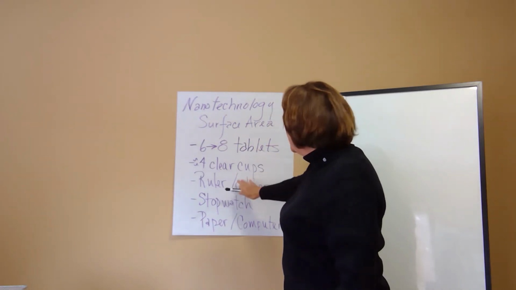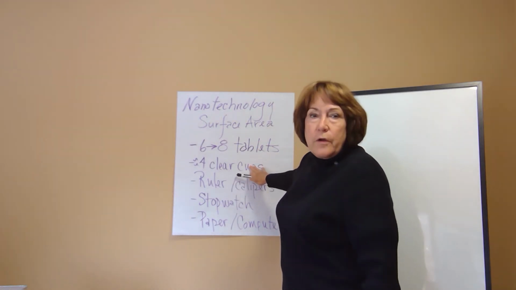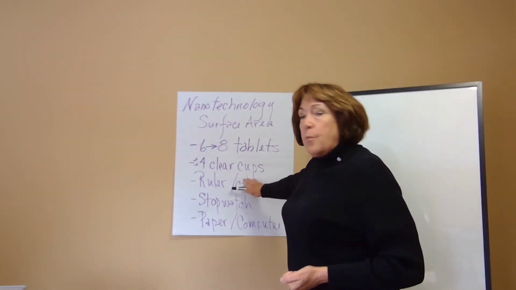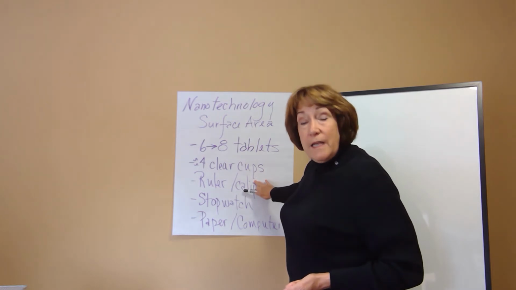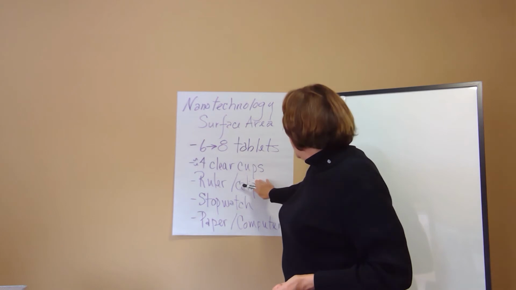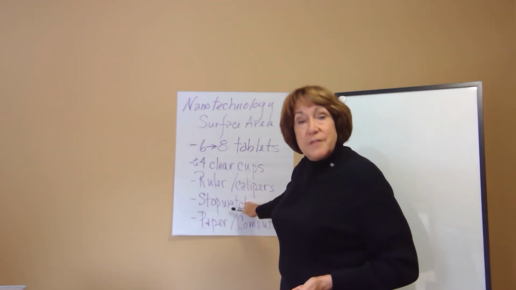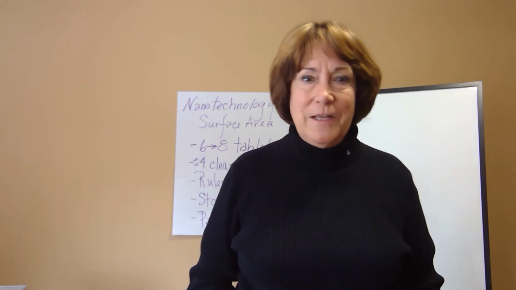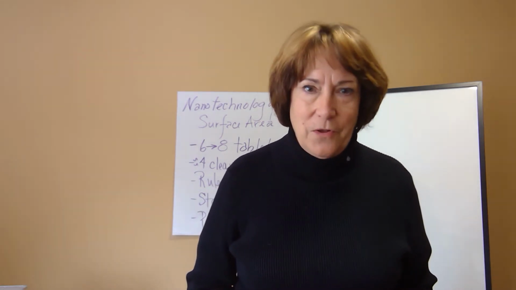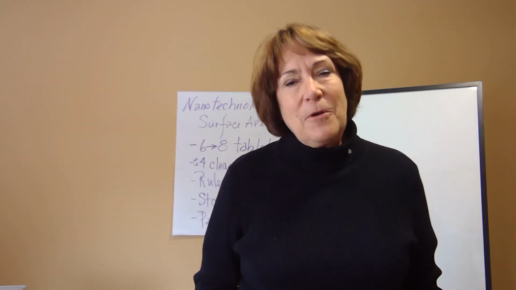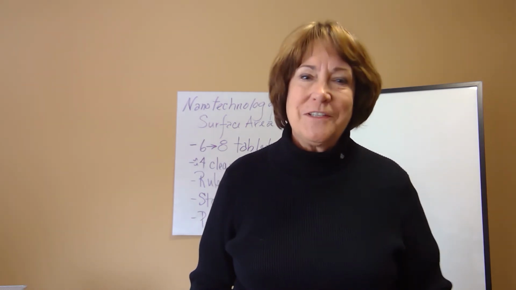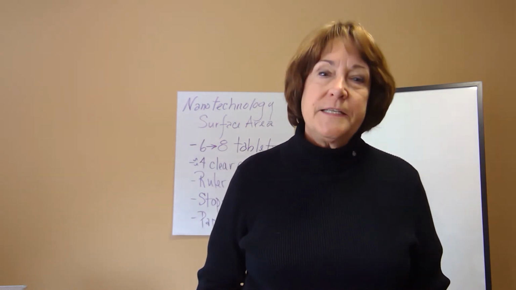So you're going to need the tablets. You're going to need 4 or so clear cups with exactly the same amount of water in them. You want to use a measuring cup, a ruler or calipers, because we're going to need to measure the size and the surface area of each one of those tablets, a stopwatch to time how long it takes that tablet to dissolve, and a piece of paper or a computer to keep track of your results. Maybe you can remember 4 or 5 different numbers. Sometimes you can't, so it's always a good idea to have something handy to document them.